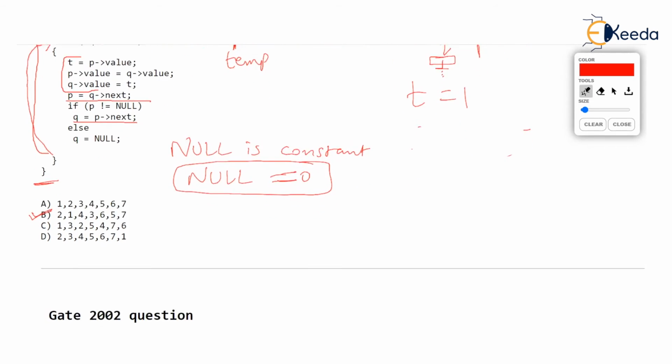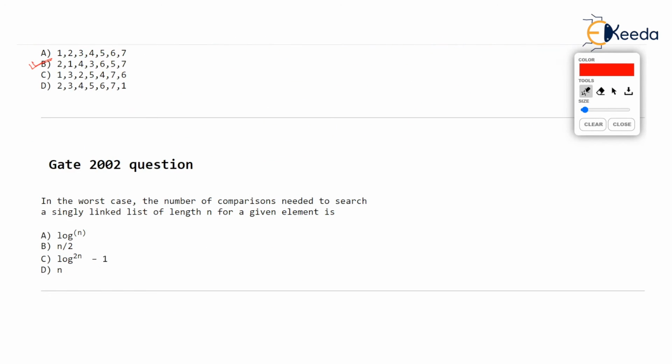Anyway, let's check the next question now. It was asked in GATE 2002. Oh, nice, very small question. The question is, in the worst case, the number of comparisons needed to search a singly linked list of length n for a given element is. Now you know this, I'm sure.